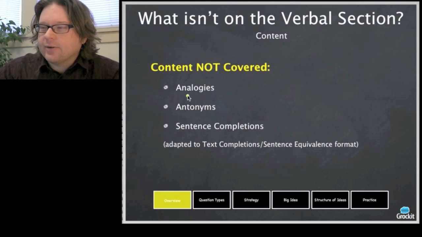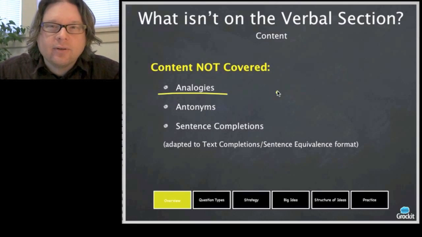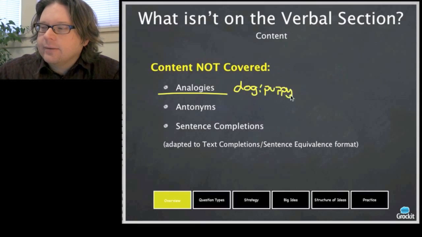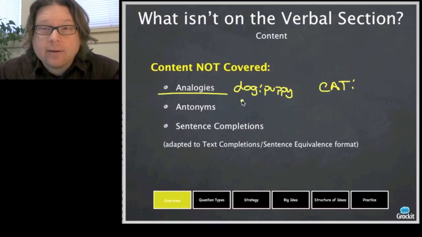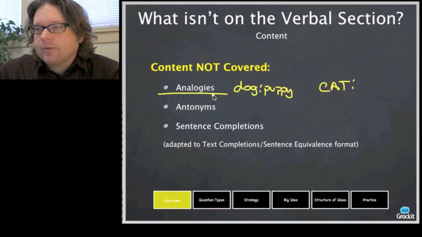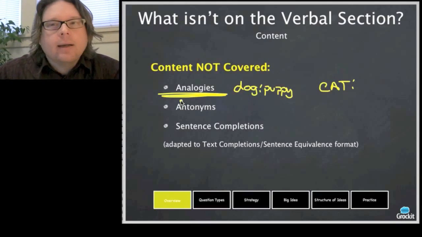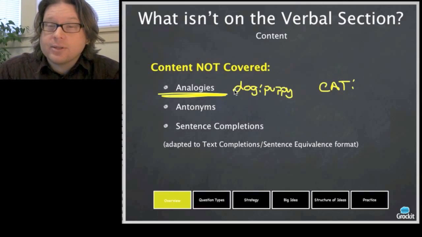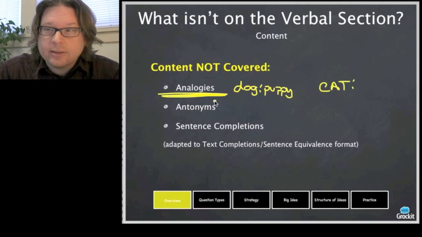So, things not covered: analogies. If you studied for the GRE before, you may remember that these were things like dog is to puppy, and then you'd have cat is to, and the right answer would be kitten. So analogies are out. That sort of completely pure vocabulary testing, and relationships between words testing, is no longer in there. They're now in context, which is why you have text completions and sentence completions.